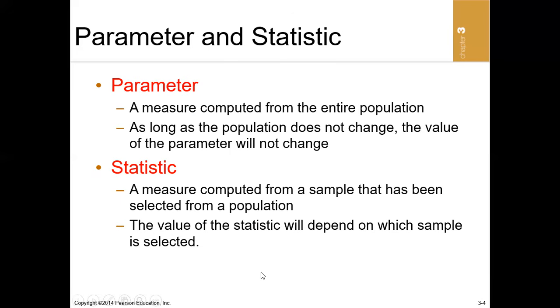Then, on the other hand, when we compute a measure from a sample that has been selected from the population, that measure is called a statistic. So if I compute standard deviation for a sample of figures, that standard deviation is called a statistic, okay? The generic name for any measure that is computed from a sample that has been selected from a population is called a statistic.